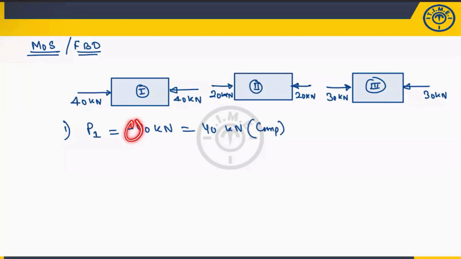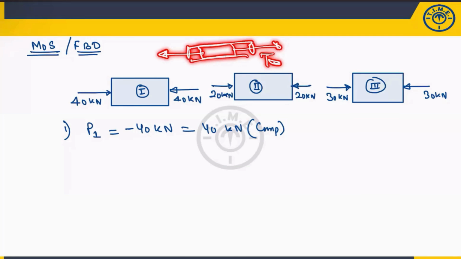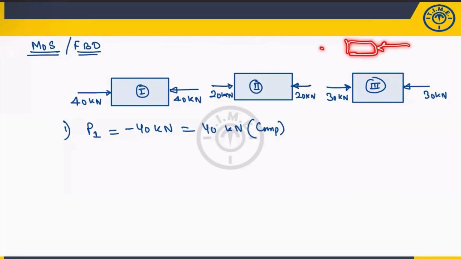Why have I written minus? Because you know that whenever any member is there, when the force is acting in this manner, that is the tensile nature, it will try to increase the length. Compressive means it will compress this member. So if the force is acting in this manner, then it will try to compress.